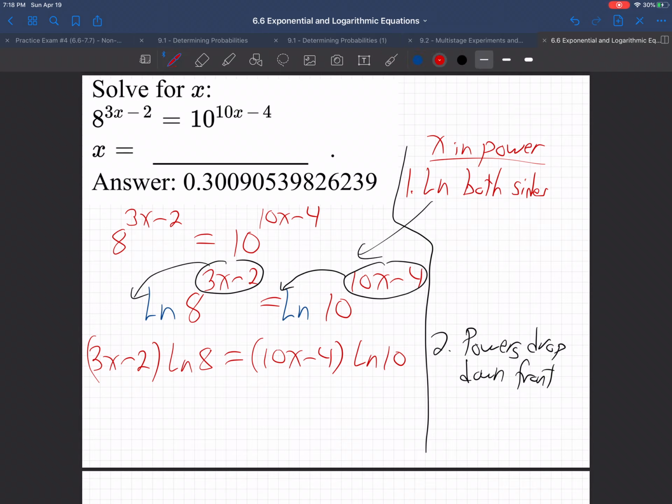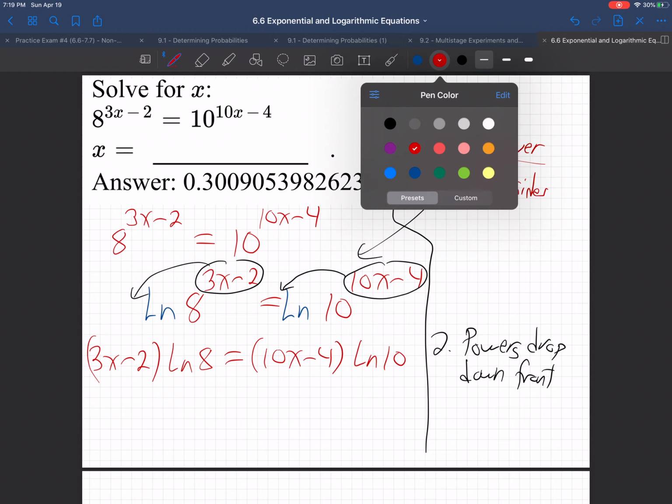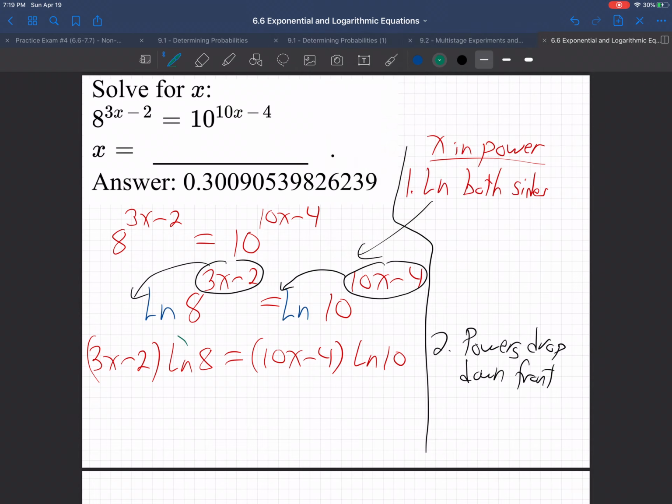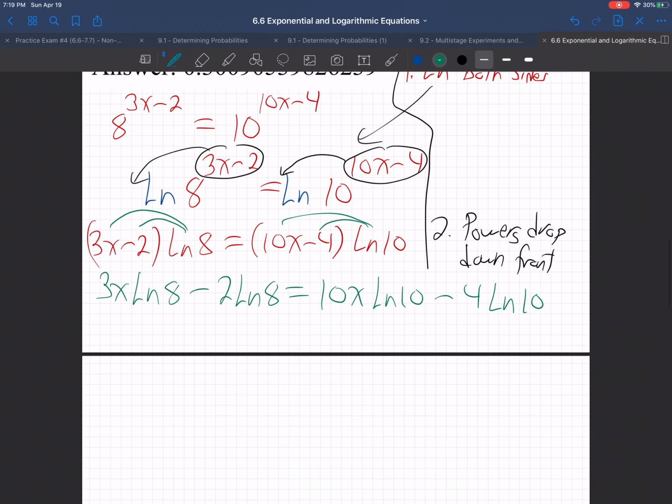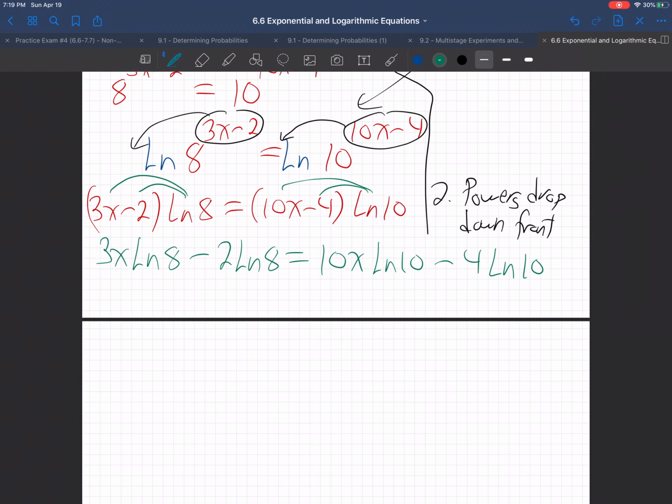Okay, so now we're going to distribute. ln of 8 is going to distribute through these parentheses. So we're going to get 3x ln 8 minus 2 ln 8 equals, and then this is going to distribute: 10x ln 10 minus 4 ln 10. So we just multiplied through there.